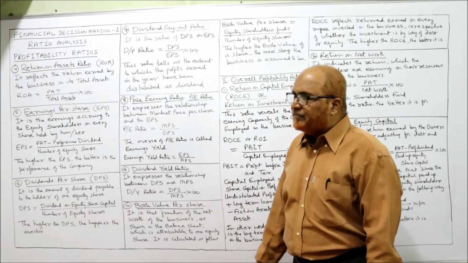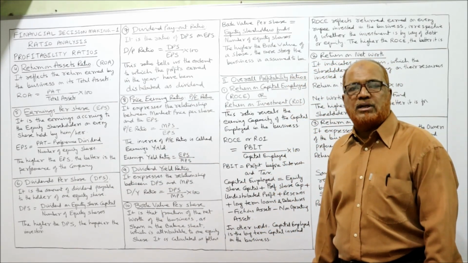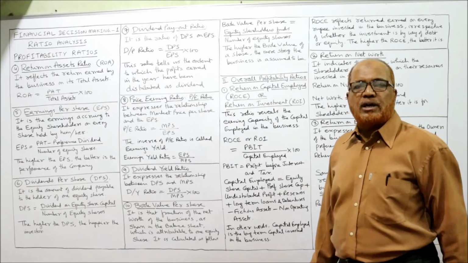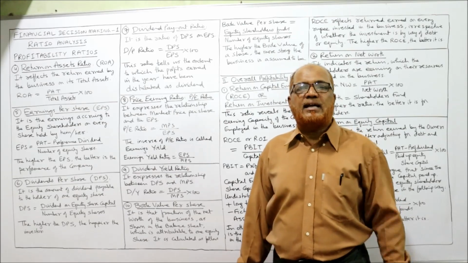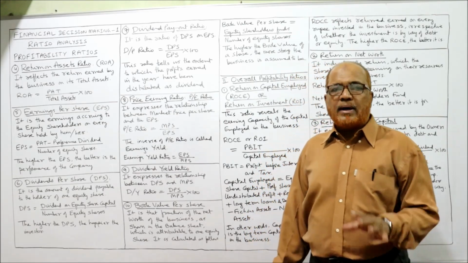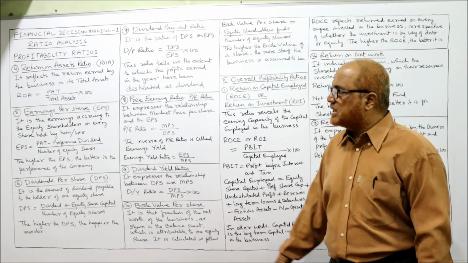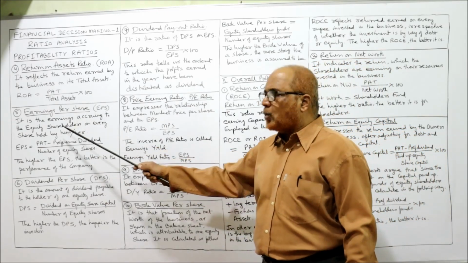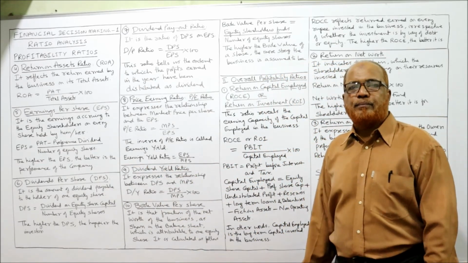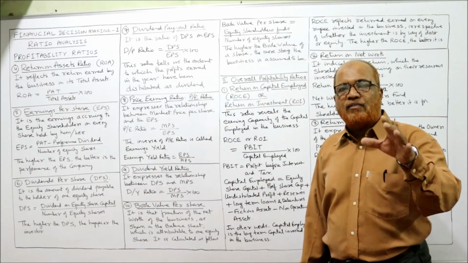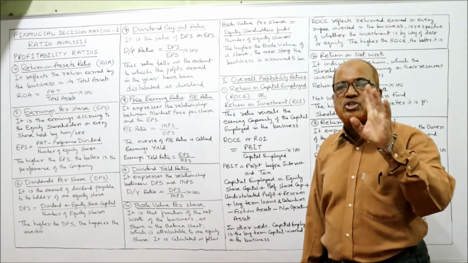Next one is the fifth, earning per share. This ratio is also very, very important. Earning per share: how much earnings each shareholder is getting on per share. Per share, how much return every shareholder is getting. So it is the earning accruing to shareholders on every share held by him or her. So what is the percentage of earning which every shareholder is getting on per share?